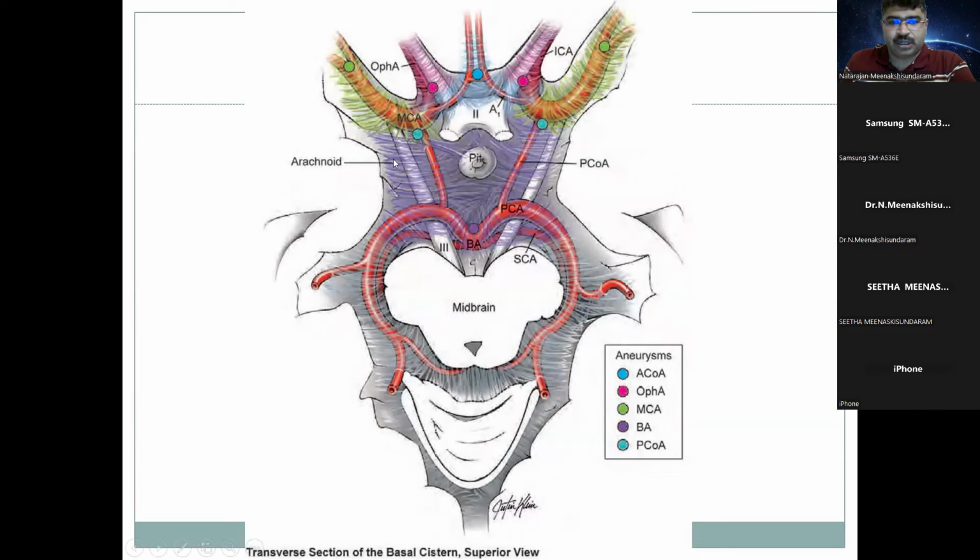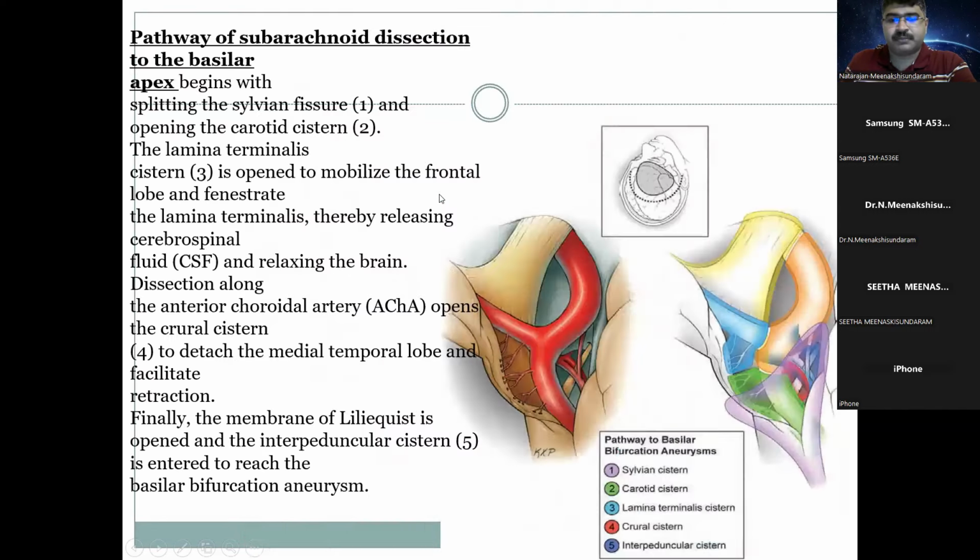These are avascular trabeculations, the arachnoid trabeculations. Dissection along these trabeculations helps us to mobilize the vasculature, the arteries. So these are the pathways of subarachnoid dissection. The main workhorse for the neurosurgeon is the pterional craniotomy. With the pterional craniotomy and adequate Sylvian dissection, we can get this exposure.